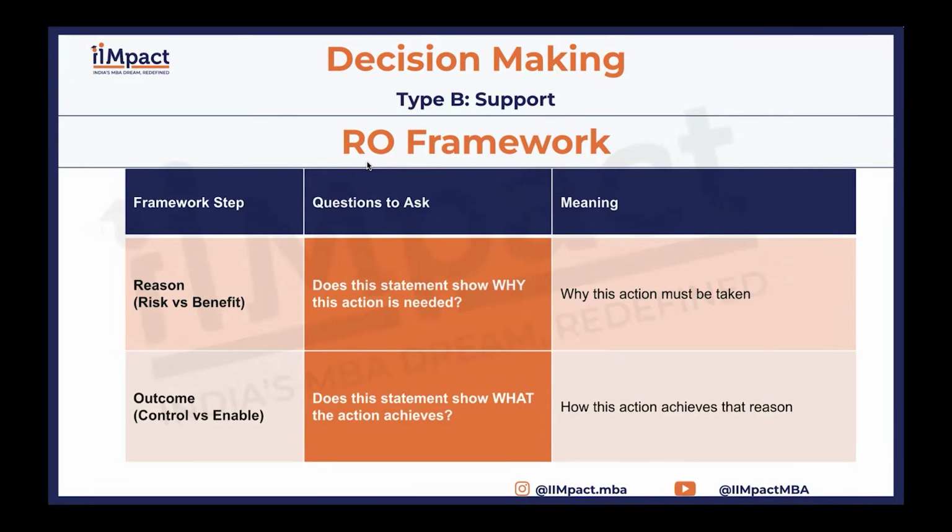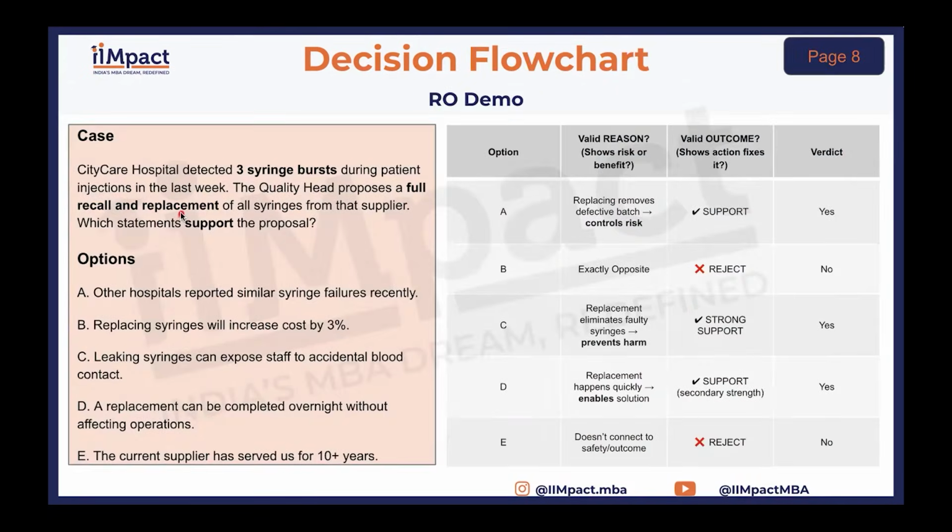And the second is outcome. Does this statement show what the action achieves? So let's look at this example. City Care Hospital has three syringe bursts during patient injection in the last week. Quality head proposes a full recall and replacement from that supplier. Which statement supports the proposal?